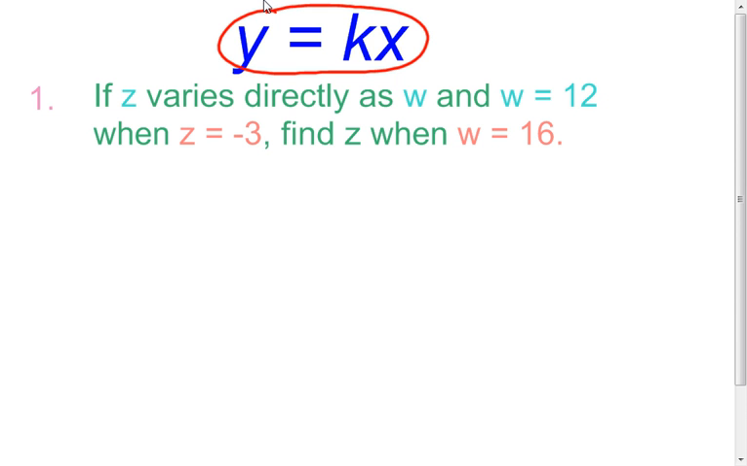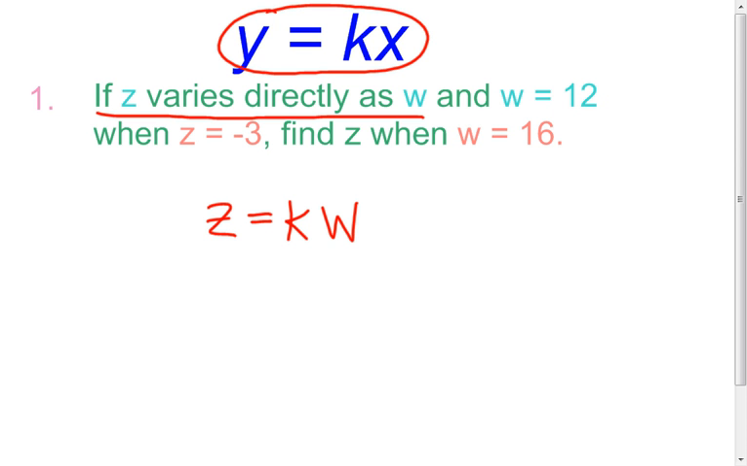So I'm going to start with this first sentence. If z varies directly as w. In this case, whenever it says varies directly as, that's where you're going to put your equal sign. And then you need a constant in there. The constant will always be k. And in this case, z varies directly as w, so that k is the constant that needs to go in front of w. Here's the equation you're looking at.